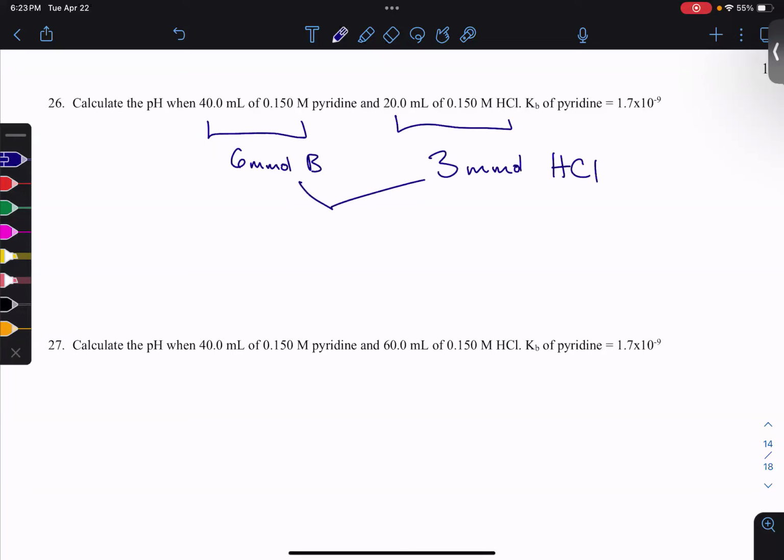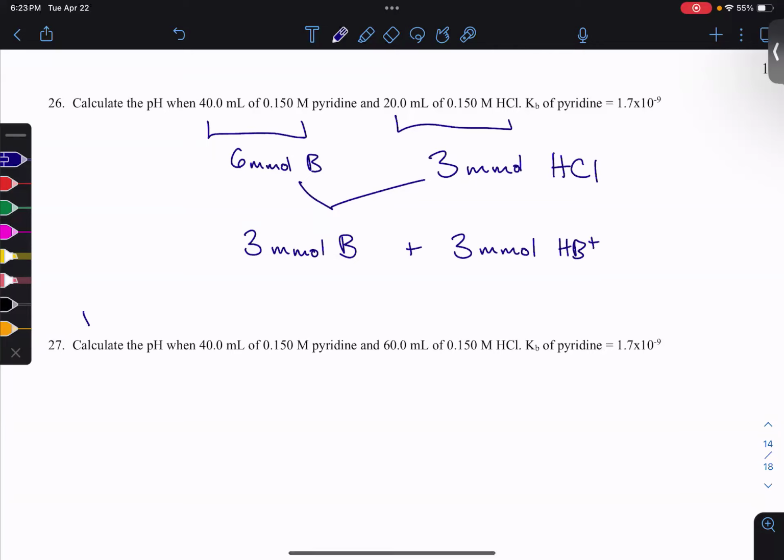So adding 3 millimoles of strong acid will neutralize only half of that weak base that we have. So after this reaction, we should have 3 millimoles of base. And then what else? We converted some of that base into its conjugate, so 3 millimoles of HB+.